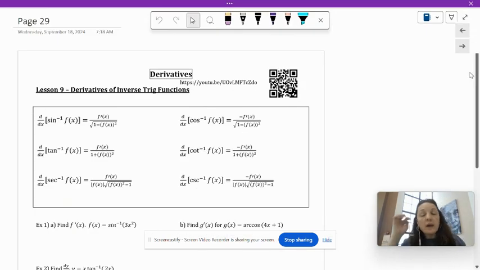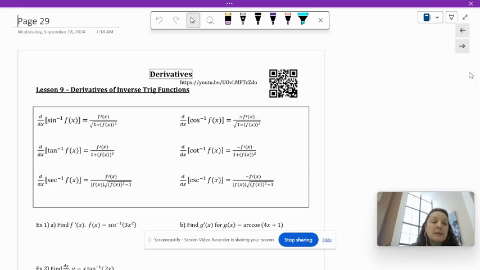Hello, calculus friends. I am going to try to make this a quick video so that you can get some practice done while I'm not here. So today we're going to talk about the derivatives of inverse trig functions.